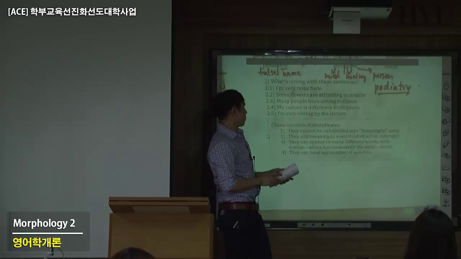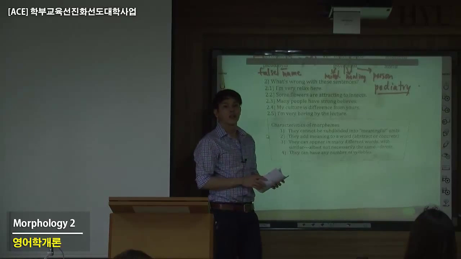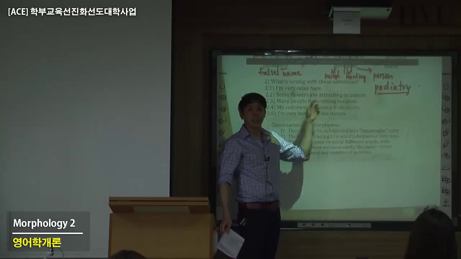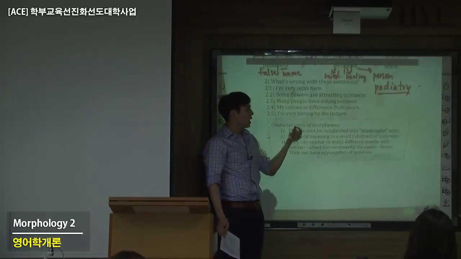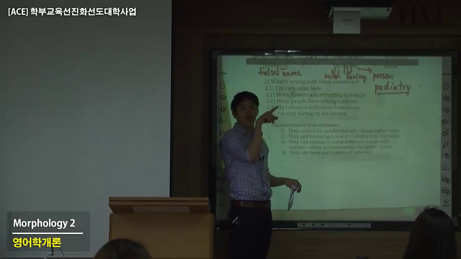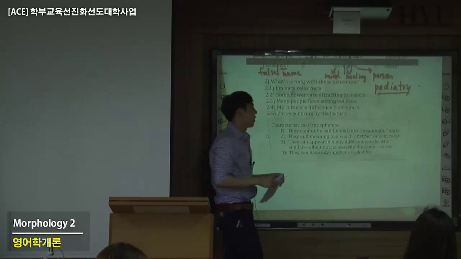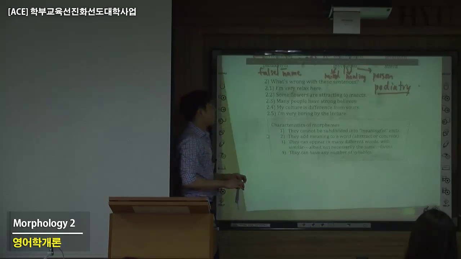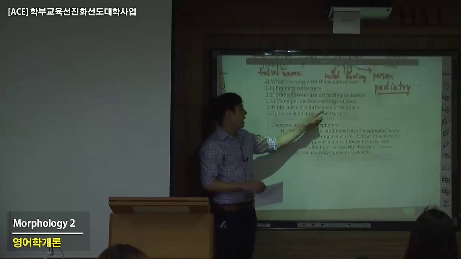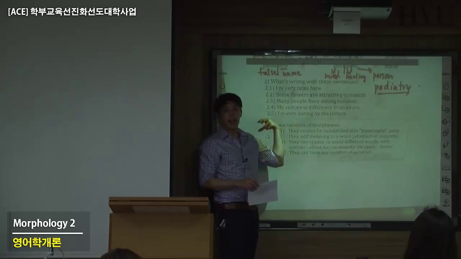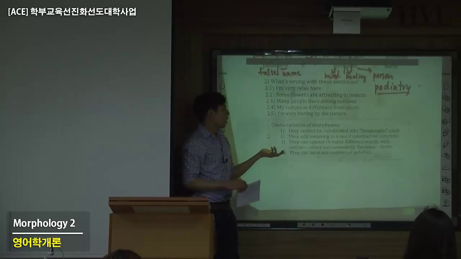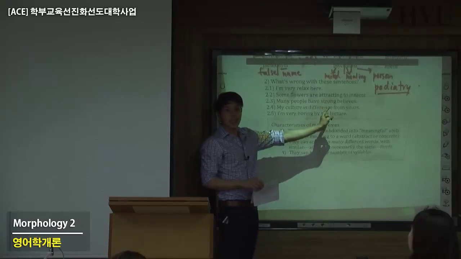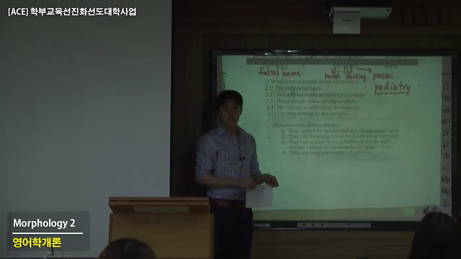Number 2.3, what's wrong? Many people have strong beliefs. What's wrong there? The last word, beliefs, right? Ve is the verb suffix, right? But if you want to change it into a noun, you have to change it to f, right? F is a noun suffix there. Same as number 4, my culture is different from yours. In this case, ce is a noun suffix, right? It's a derivational suffix. To make it into an adjective, you have to change it to t, right? My culture is different from yours, like that.